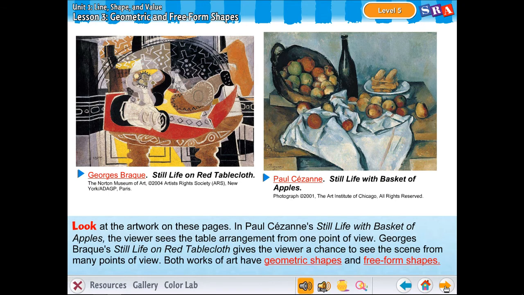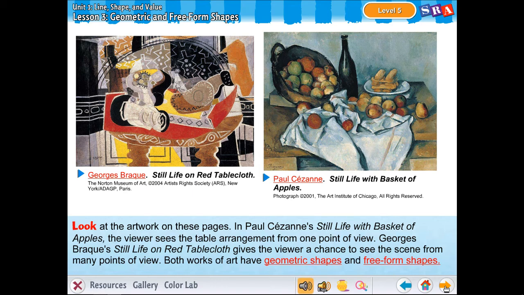So we're going to look at some artwork on these pages. The first one is an artist named George Braque, and it's Still Life on a Red Tablecloth. And the other one is by an artist named Paul Cézanne, Still Life with a Basket of Apples. So let's look at the works on these pages, and we're going to look at how they've arranged the paintings. The viewer sees the table arrangement from one point of view, right? George Braque's Still Life on a Red Tablecloth gives the viewer a chance to see the scene from many points of view. And then the other one, it's from one point of view. I'm sure you're kind of confused, but we'll get to that in just a minute.